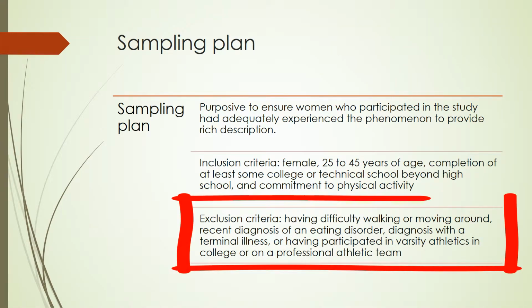Exclusion criteria: even if the participants were included, if they had difficulty walking or moving around, had a recent diagnosis of an eating disorder or a terminal illness, or had participated in varsity athletics in college or on a professional athletic team, they were excluded. Some were not fit enough to take part in the study, and some would bring extreme evidence because they had been athletes in the past and had physically active behavior.